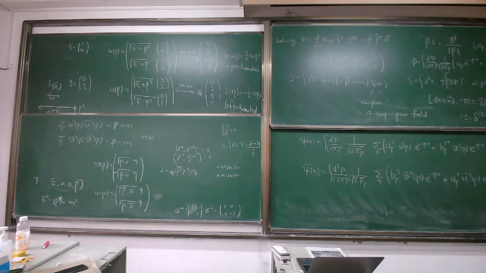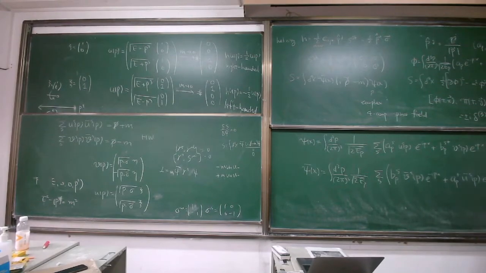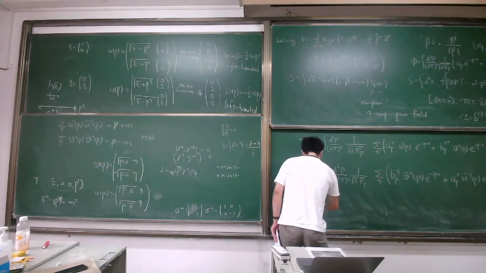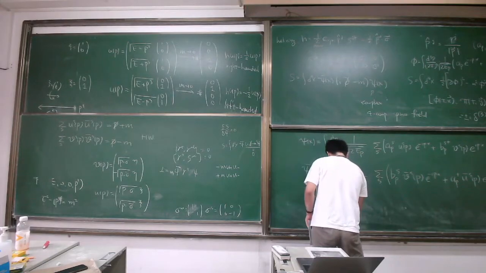Yep, so that's the Fourier transformation. And then as in the scalar theory, we want to treat b dagger and a dagger as creation operators, and then a and b as annihilation operators. That's what we want to do. But you have to be careful: in the case of fermions, there is the so-called Pauli exclusion principle.